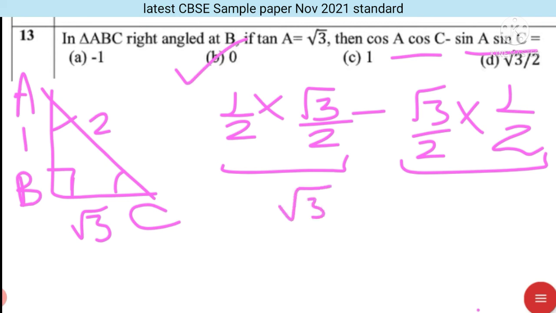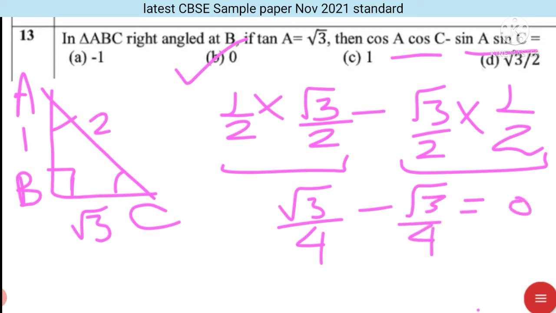Otherwise, if in case you have to solve it for subjective or something, it will be root 3 by 4 minus root 3 by 4, that is 0. But you can write it straight away.